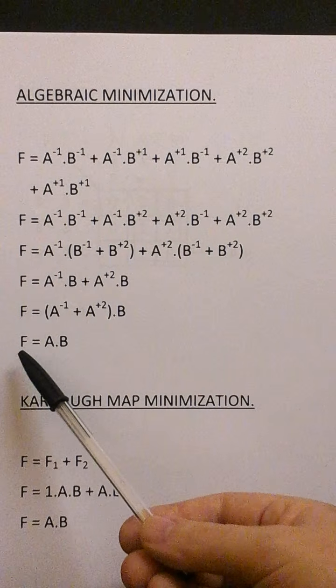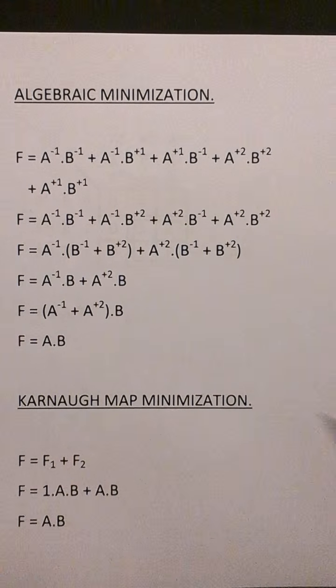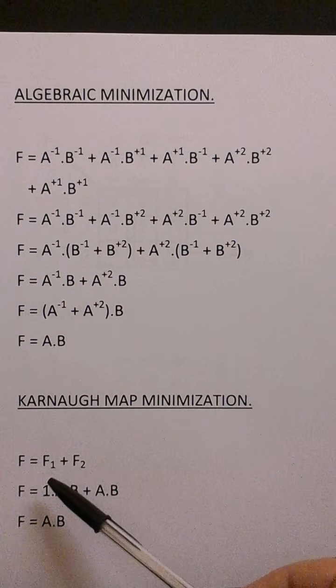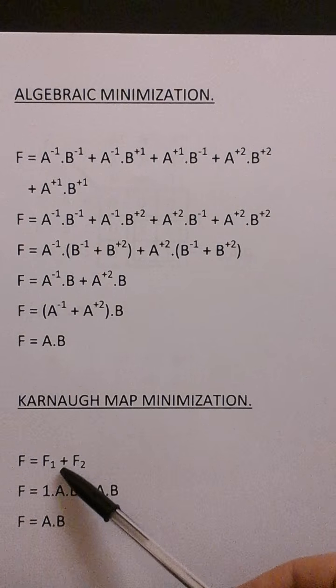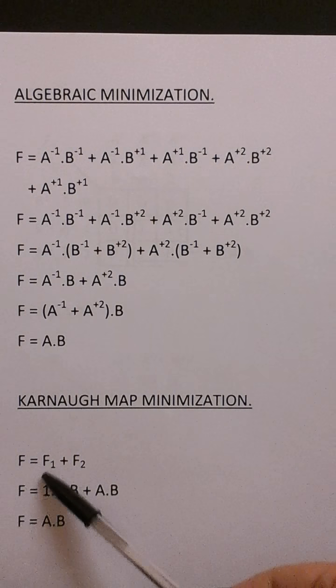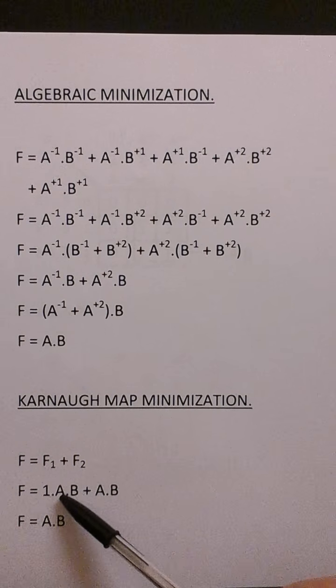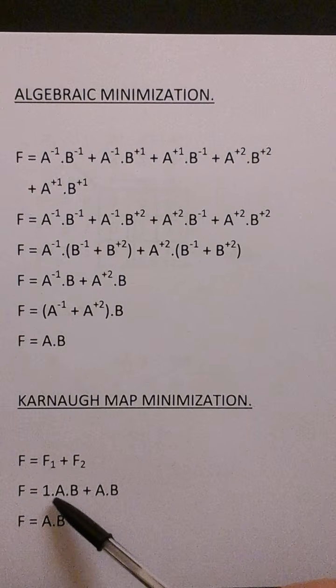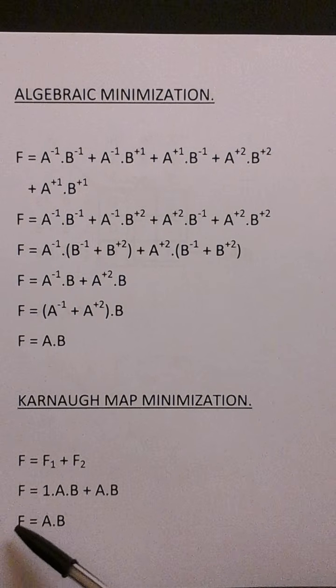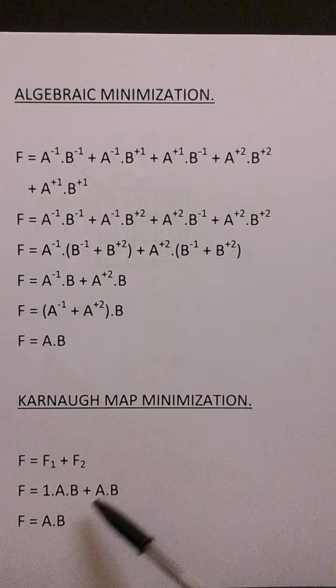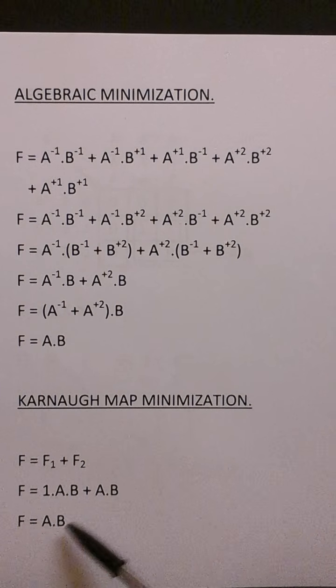So you've got the function of F equals A and B. On the Karnaugh maps, well, I haven't shown you it yet, but F equals F1 max F2, and F1 equals 1 and 1 min A min B, and F2 equals A min B. So that total equals A min B.